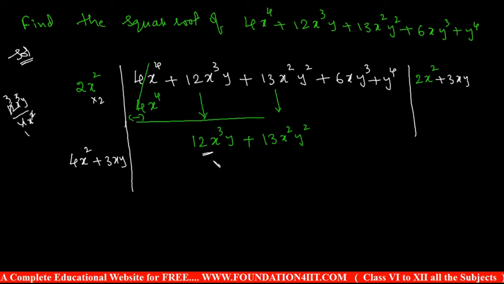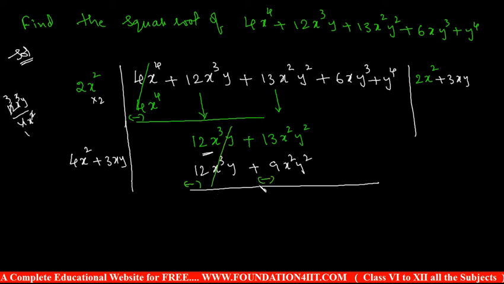So 3xy into 4x^2 is 12x^3y, as obviously the same will come, and 3xy into 3xy is plus 9x^2y^2. Now subtract by changing the signs: the first terms cancel, and 13 minus 9 gives 4x^2y^2.